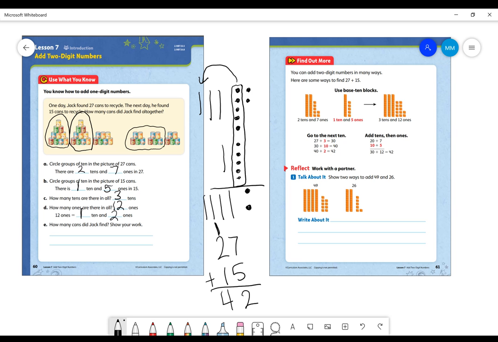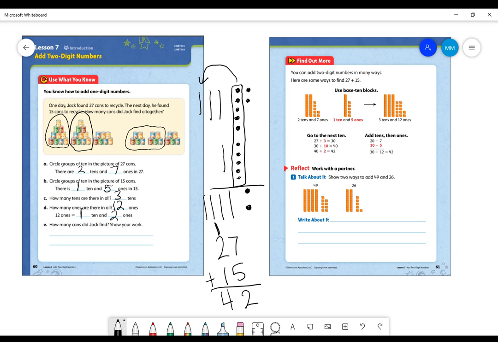All right, it says you can add 2-digit numbers in many ways. Here are some ways to find 27 plus 15. So this is what Miss Mason did. I used my base 10 blocks. I showed 27 right here, and 15.